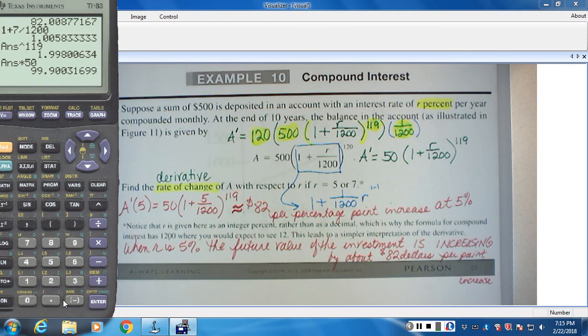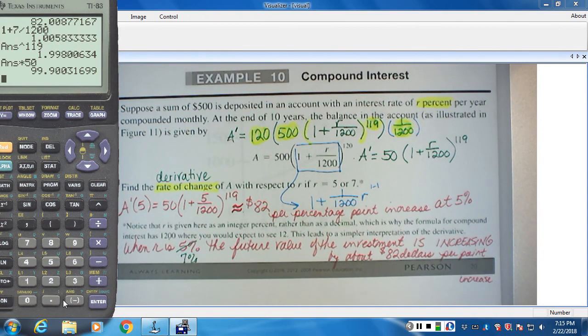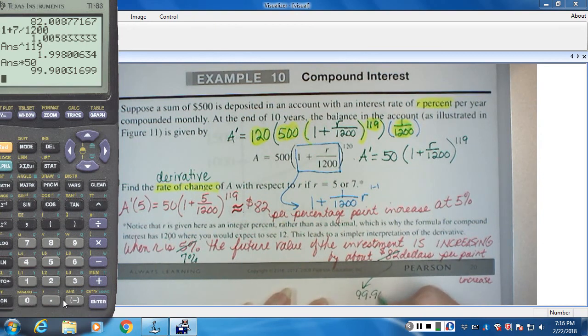And you see that at 7%, when the initial interest rate is 7%, then the future value of the investment is increasing by about $99.90. Or you could even say by about $100, because this is not precise.